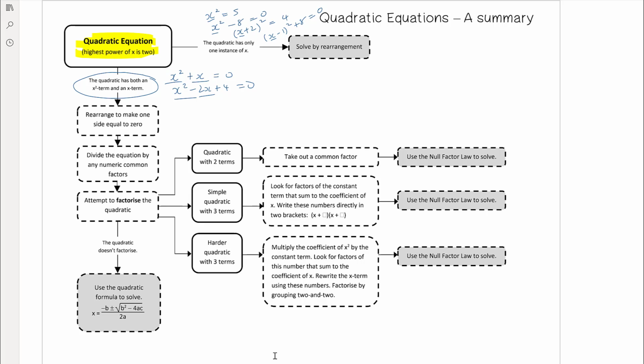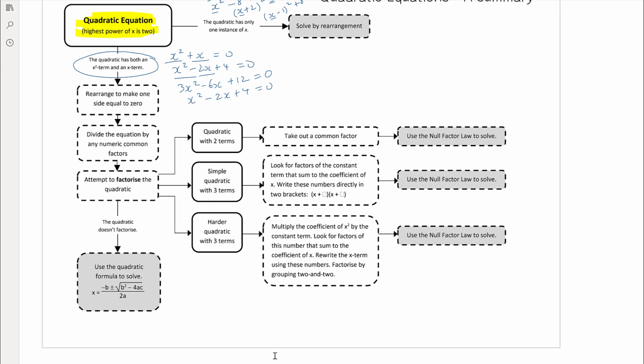The next thing is to divide the equation by any numeric common factors. So if you've got the equation 3x squared minus 6x plus 12, don't make it a harder quadratic. Divide everything by 3 and make this x squared minus 2x plus 4, and then solve that. Okay, so divide away any numeric common factors. Then you're going to need to factorize. Okay, now if you've got two terms, it's probably you're just going to need to take out a common factor.